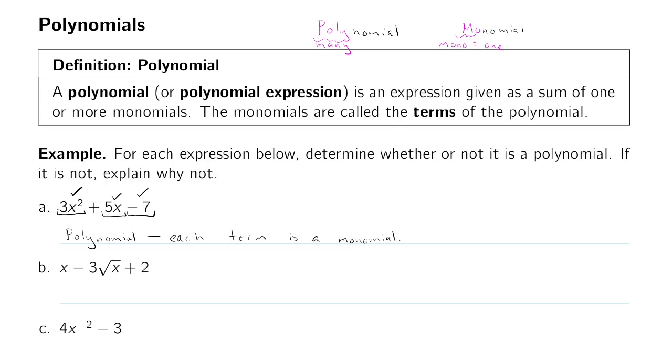On the other hand, in this next example expression, x is a monomial, 2 is a monomial, but the 3 times the square root of x, that is not a monomial. And so this whole expression is not a polynomial because -3 times the square root of x is not a monomial.